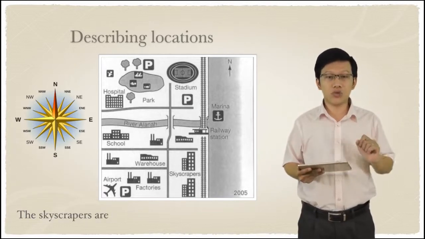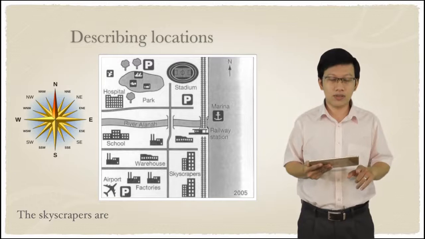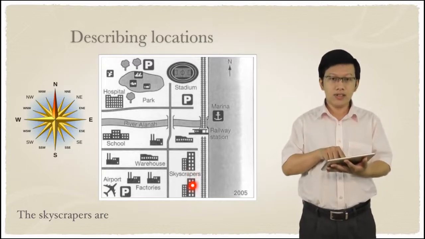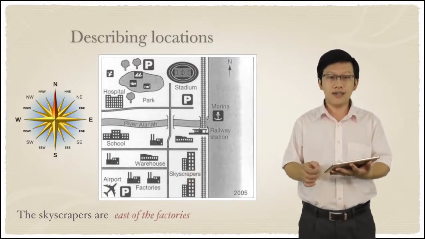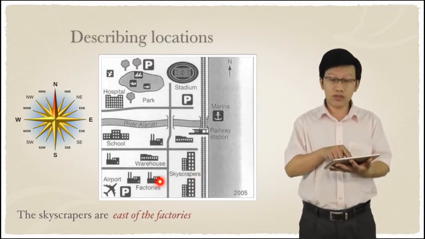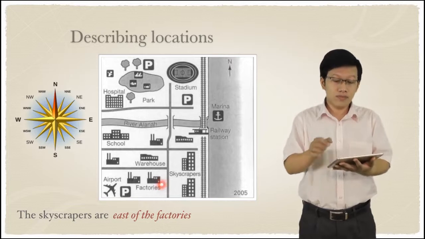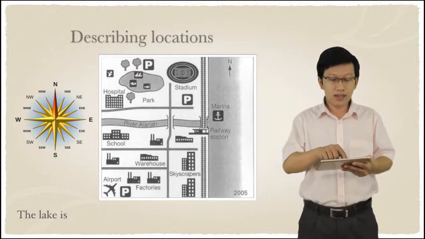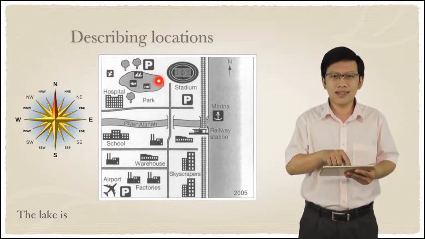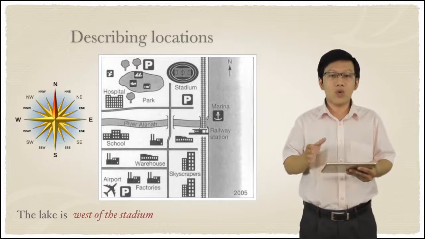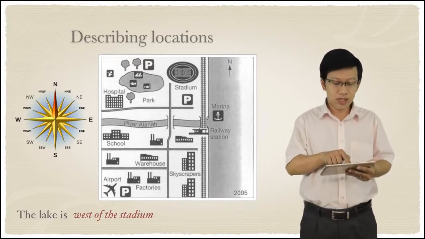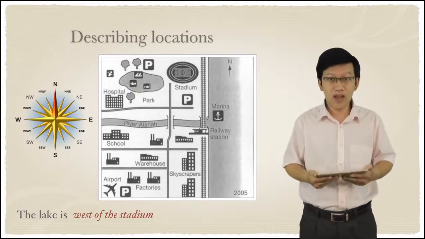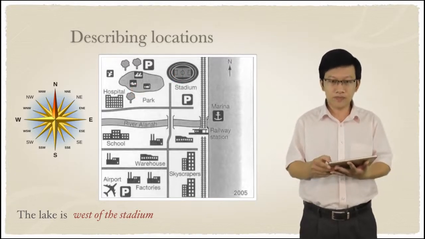Next, the skyscrapers. Find the skyscrapers. See that the skyscrapers are here. So I can say the skyscrapers are east of the factories. Well, I can say the factory is here. Alright, very simple. And next we have the lake. Find the lake. This is the lake. And where is the lake? I can say the lake is west of the stadium. So the stadium is right here, and this one is to the west of the stadium. Very simple. This is for location.